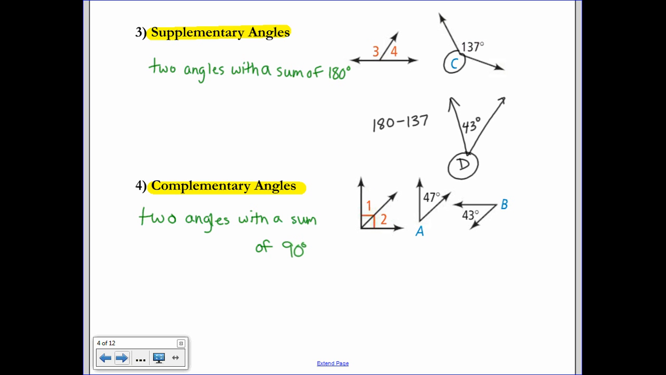they equal 90. And then, of course, next to that, you see a picture of angle A and angle B not adjacent to each other, but they can still be called a complementary pair because the sum of 47 and 43 is going to be 90 degrees. So complementary and supplementary angles just talk about the sum, and they don't necessarily need to be adjacent to each other.